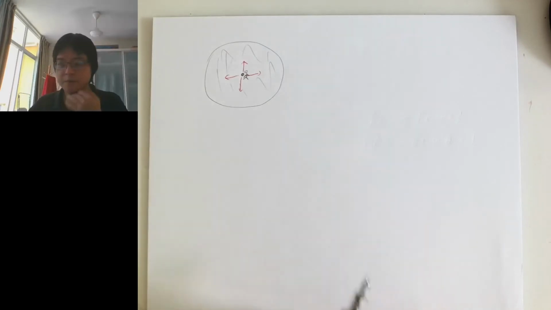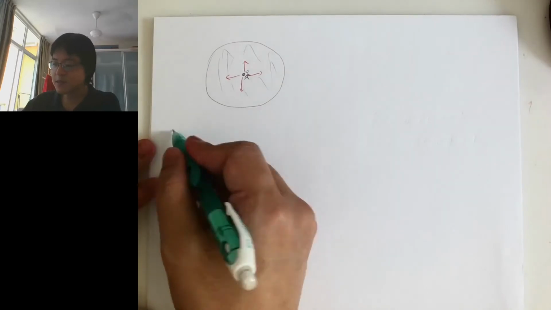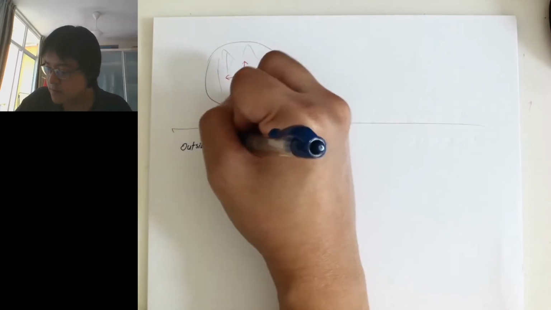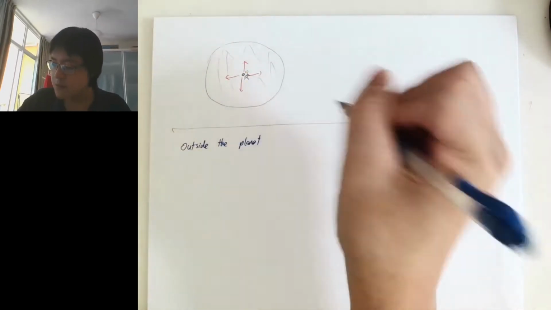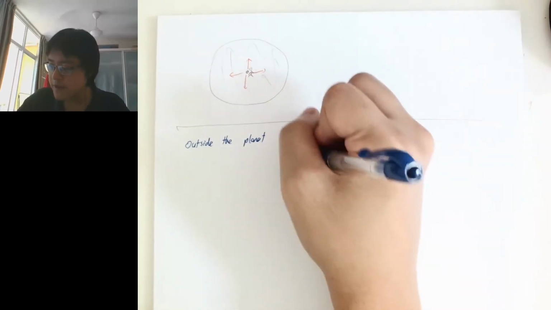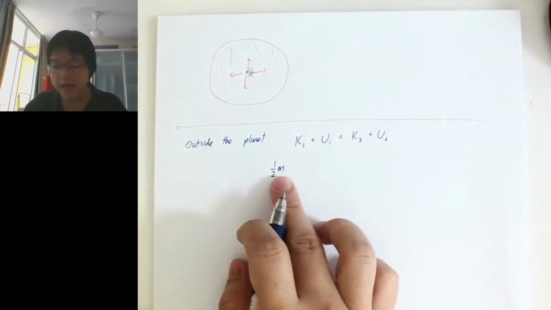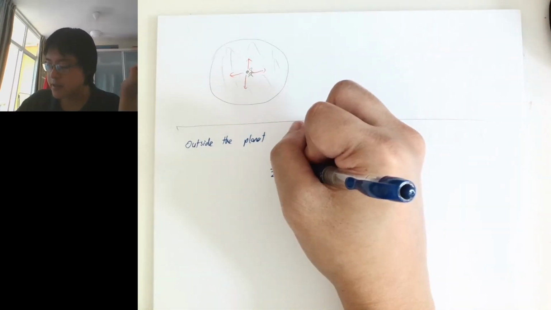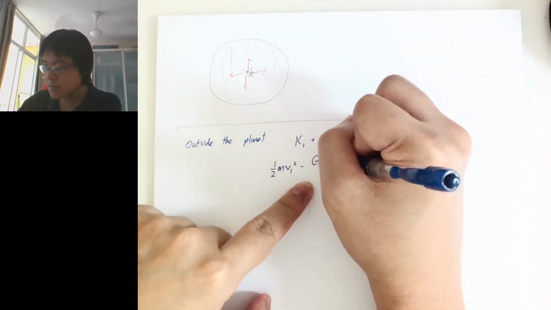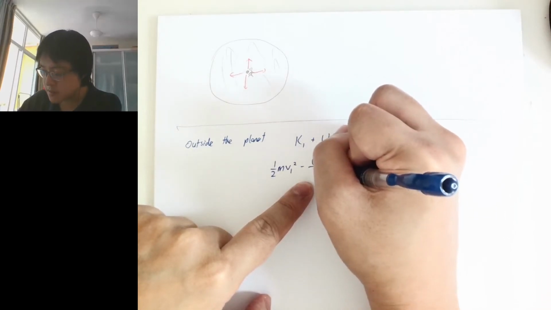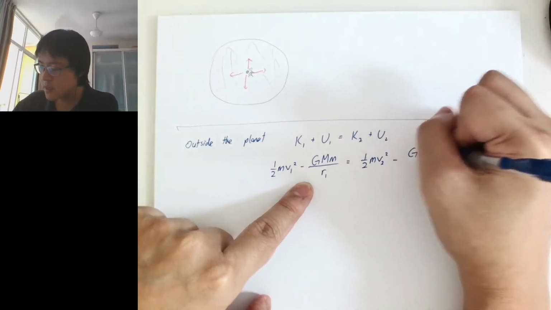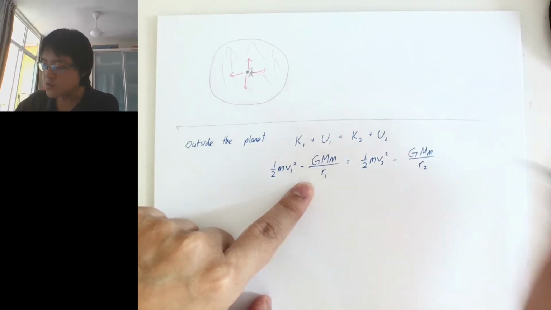Okay, so in any case, as long as we're outside the planet, we have the conservation of energy equation. K2 plus U2. Written explicitly, it is half the mass of the object we are talking about times the velocity at 1 squared, minus Newton's constant, the planet mass, small m, over the position r1, and then at a new location I will have a new velocity, and then GMm over r2, the new position.